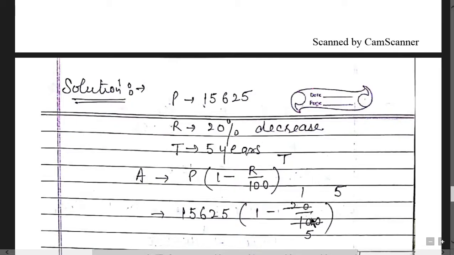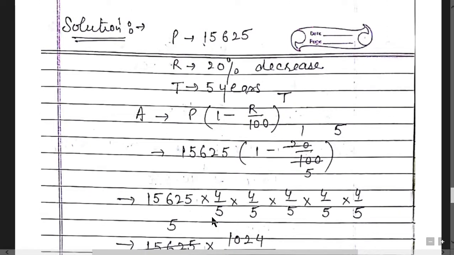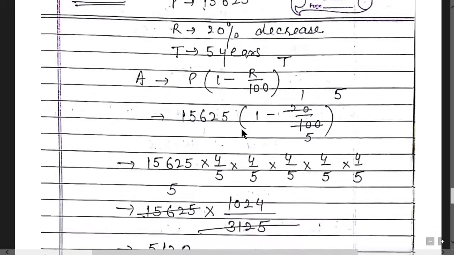1 minus 20 over 100 is 1 minus 1 over 5, which is 4 over 5. Then multiply these values, it's 1024 divided by 3125. 3125 multiplied by 5 gives us 15625. 1024 multiplied by 5 gives us 5120. It's a simple question, but keep in mind the depreciation formula when depreciation is there.